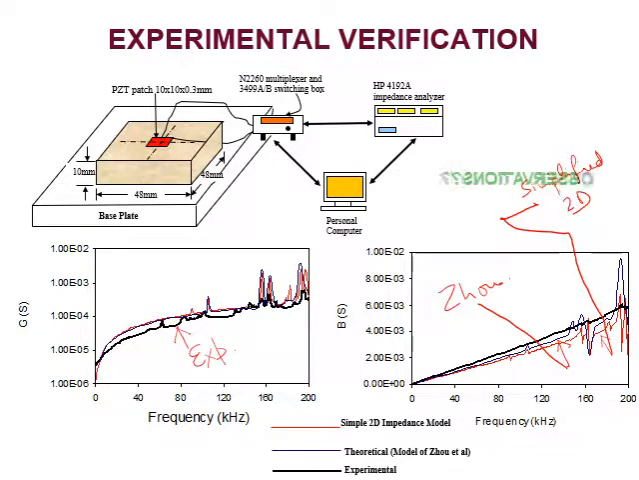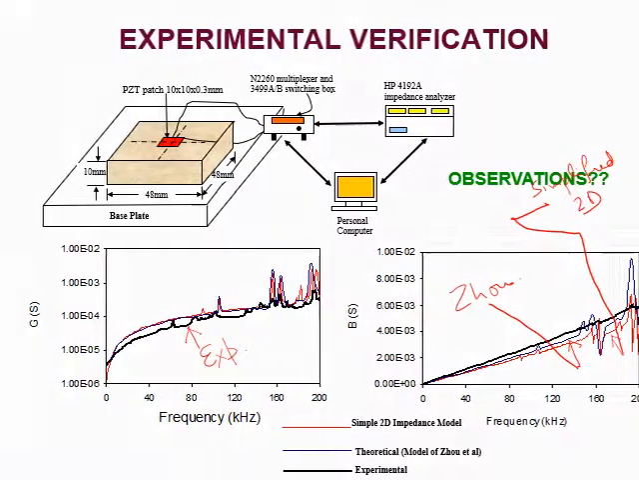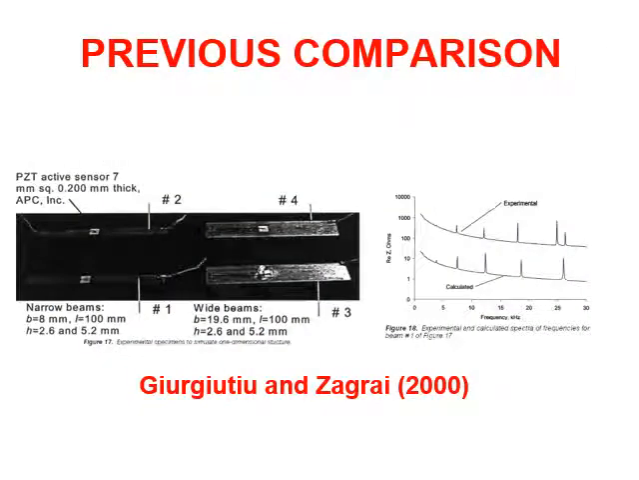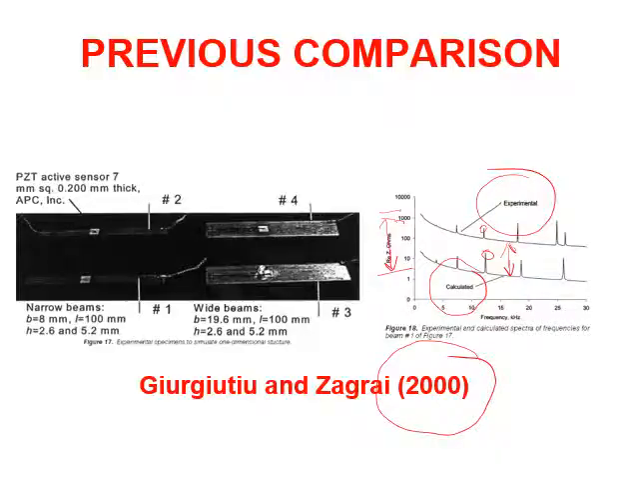Now to take care of the discrepancy, we try to find out what could be the reason. If we compare with previous experimental and theoretical comparisons, previously in the year 2000, Giurgiutiu and Zagrai made a model, and the comparison showed at least an order of magnitude difference between the theoretical prediction and the experiment. Though the peaks were predicted correctly, this large difference in the magnitude was there. On the other hand, in the case of the new model, this difference is not that high.